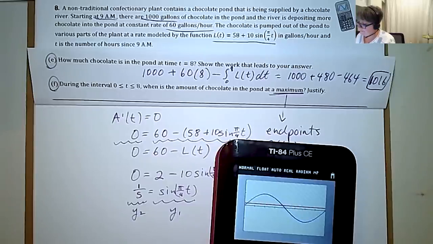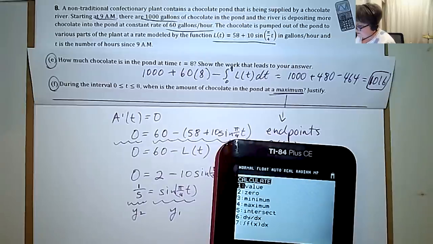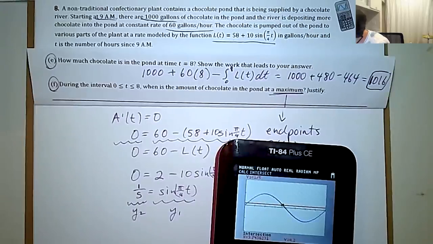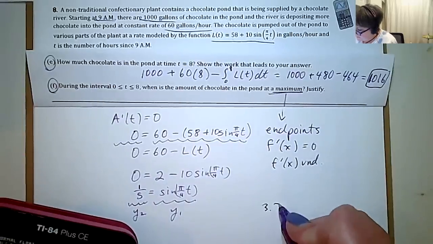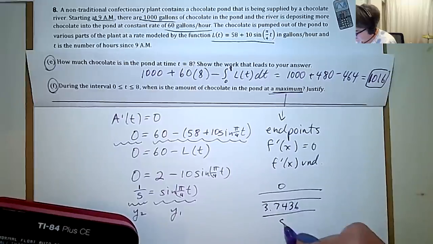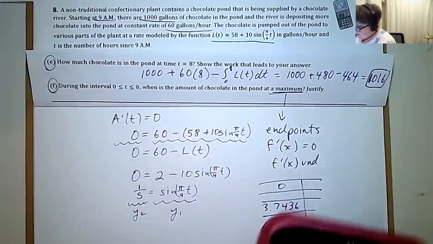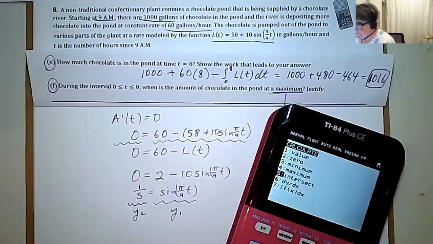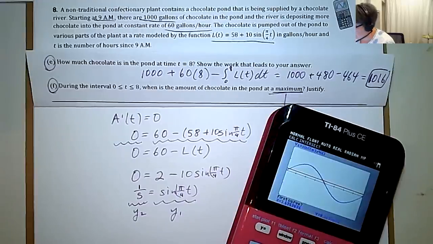All right, so I need to find these intersections. So calculate the intersection. I'm going to do the one where the cursor is first. And I'm getting 3.7436. Boy, my eyes are getting bad. 3.7436. And then I have 0, I have 8. Okay. And then I need to go over here and do it again. I don't know if that's going to take, but I've got to go over again.